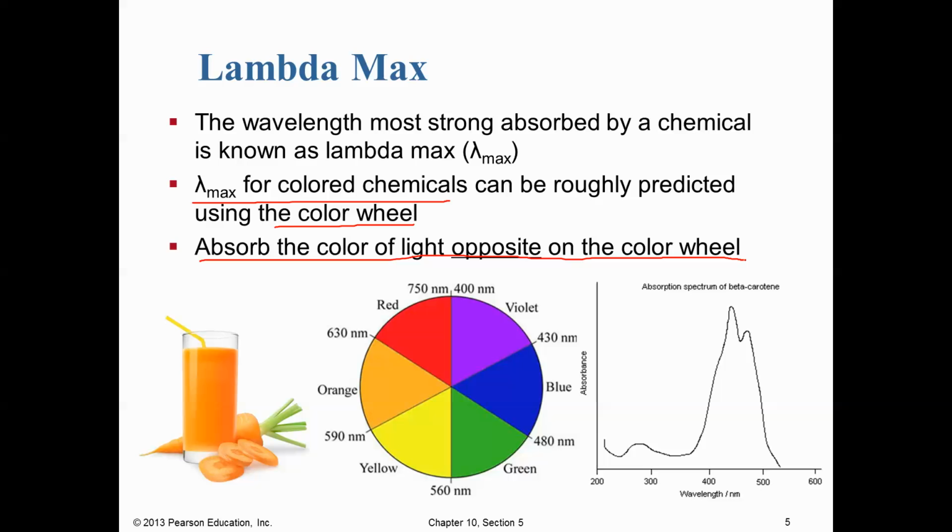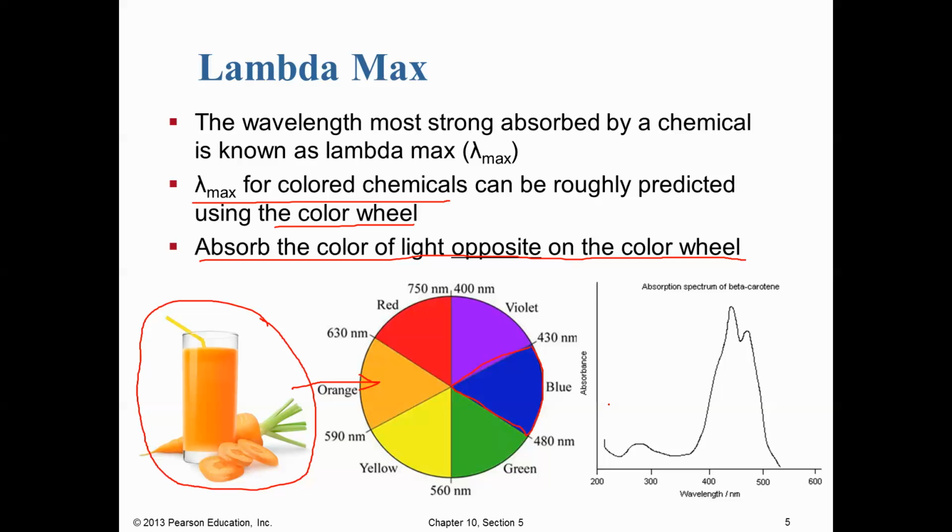So if we look at something orange, and I gave the example here of beta carotene, which gives carrots their orange color, beta carotene is clearly orange in color. But what we see is beta carotene doesn't absorb orange light, it's actually going to absorb blue light. Whatever color is opposite on the color wheel, that's the type of light that's going to be absorbed by a chemical. So an orange chemical is actually going to absorb blue light.